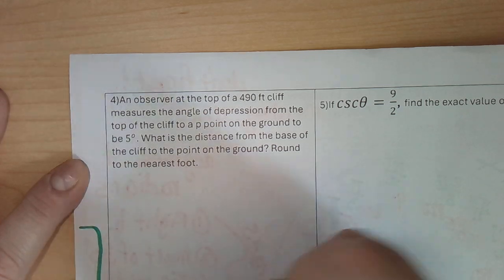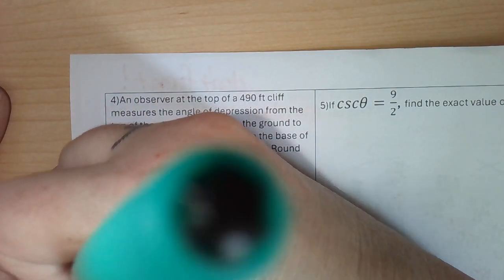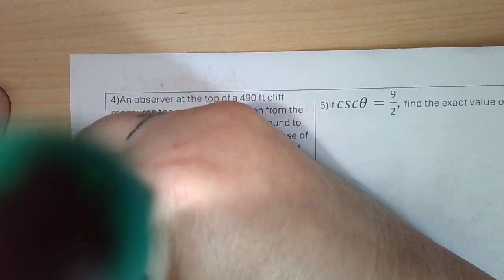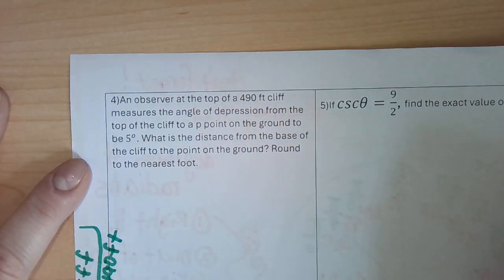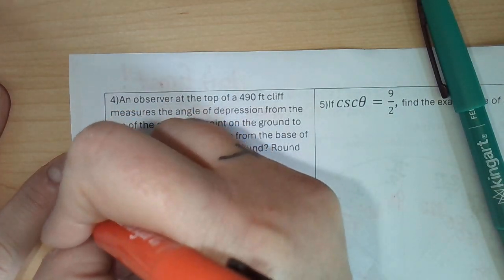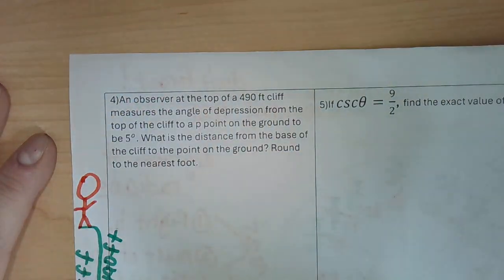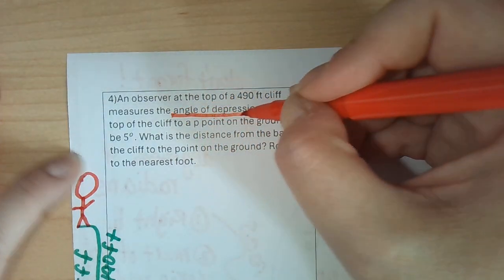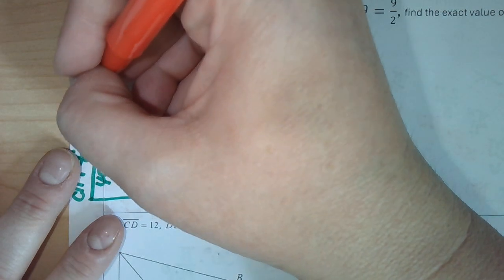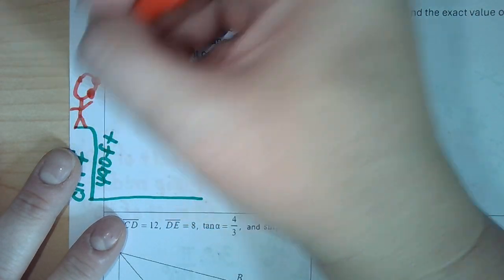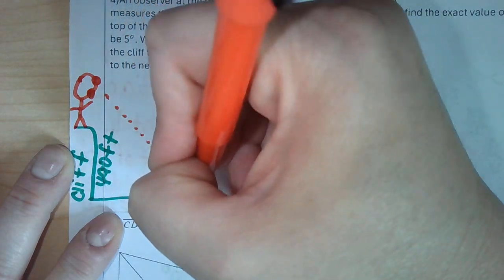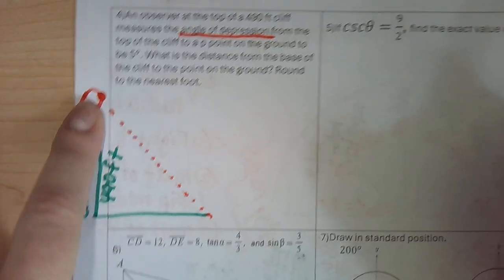There's the ground. And it says the cliff is 490 feet long. Okay, it says there's an observer. So there's someone at the top up here, and he's got eyeballs, and he's looking down to create an angle of depression. Depression means down. So this guy is looking down with his eyeballs.